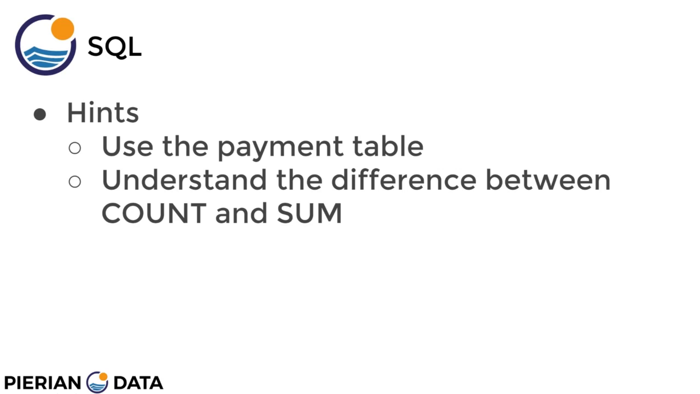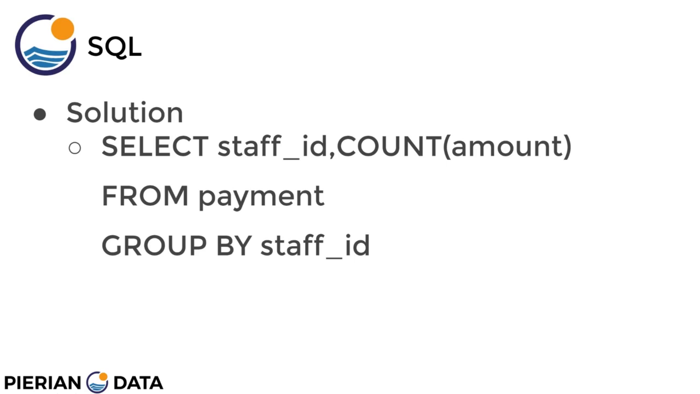All right, and here's the solution. The solution is to select staff ID column, comma, and then count the amount column, or really any column, and then we'll say from the payment table, group by staff ID. And as I mentioned, you can technically pass in an asterisk there, since we're really just counting the rows per staff member. Since each row in the payment table represents a payment, and we're assigning the bonus based off the total number of payments, we just count the total number of rows associated per staff ID.